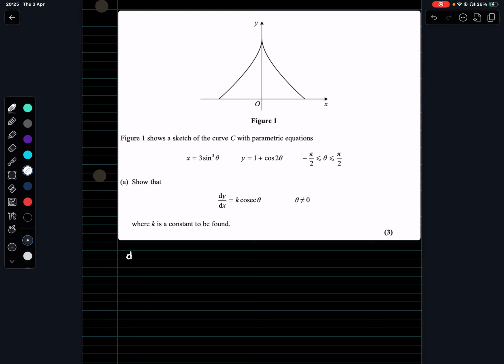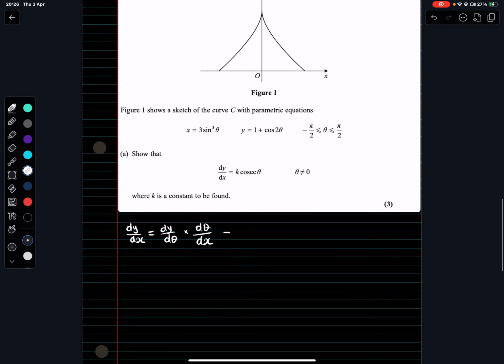If I'm asked to find dy over dx, and x and y are both defined parametrically, we can use the chain rule. That means dy over dx is the same as dy over d theta multiplied by d theta over dx. Because I can simplify the d theta, that will be dy over dx. So all we have to do now is find the derivative of y with respect to theta.